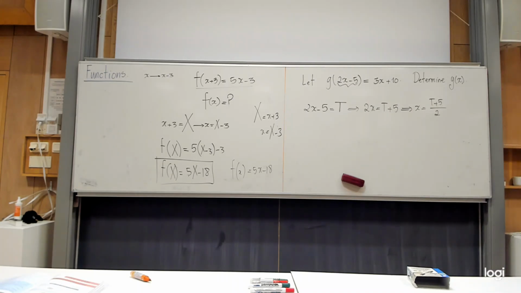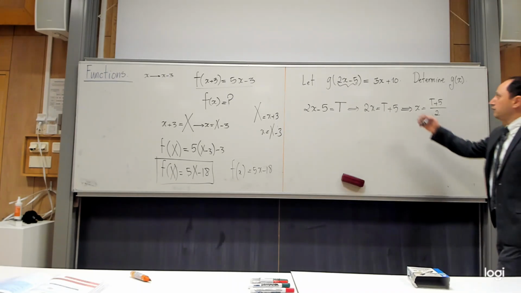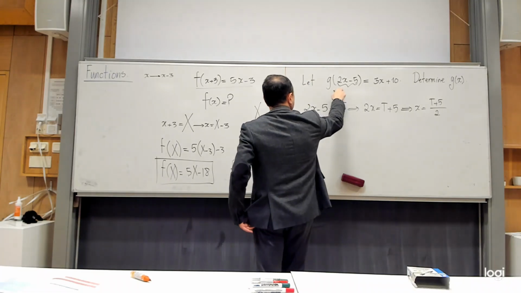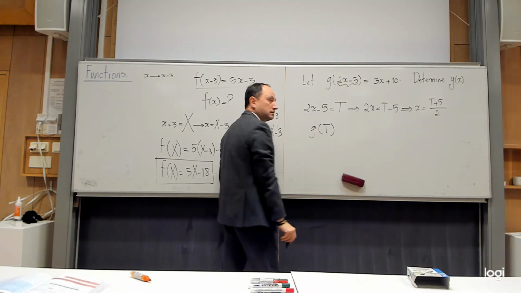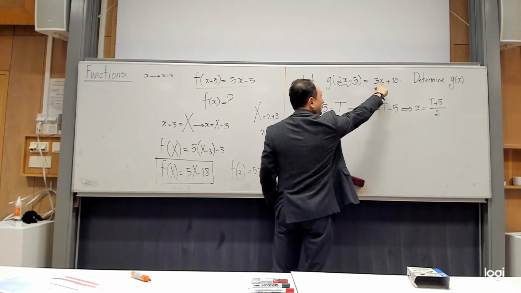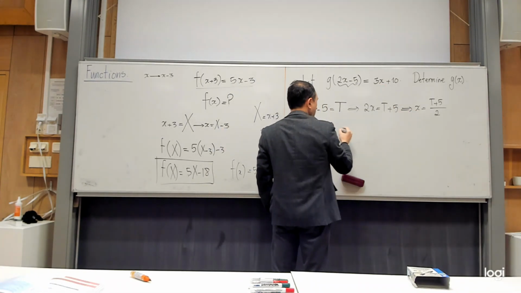But then what I do, I will go back to my original equation. Instead of this one, I put capital T. And instead of this little x, I put that expression.